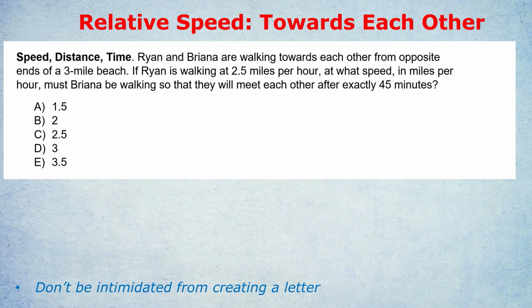Ryan and Brianna are walking towards each other from opposite ends of a 3-mile beach. If Ryan is walking at 2.5 miles per hour, at what speed in miles per hour must Brianna be walking so that they will meet each other after exactly 45 minutes?